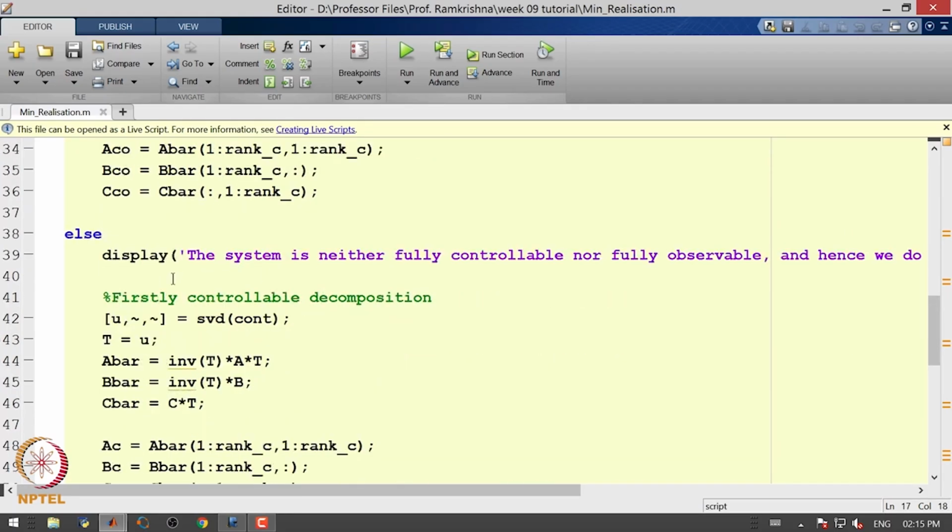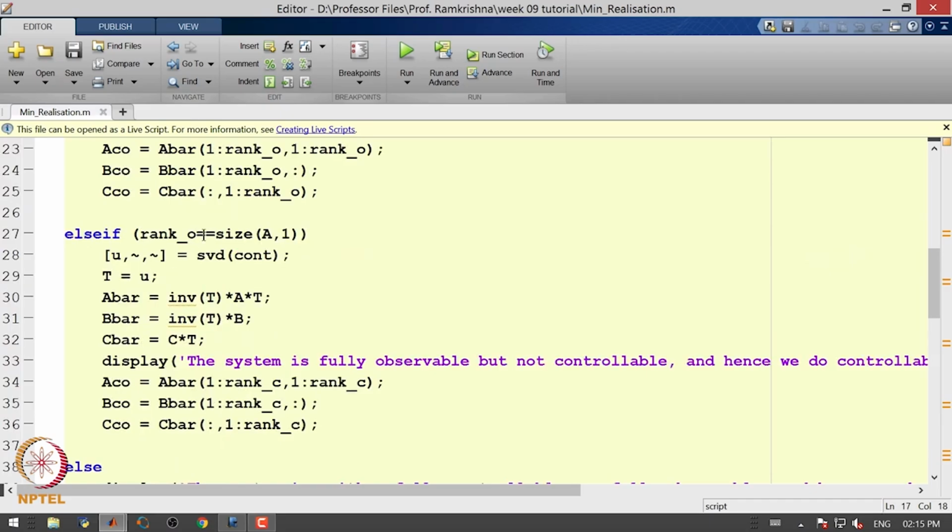What if it is otherwise? The system is fully observable but not controllable. Then we do the reverse. We find the SVD of the controllability matrix, then using U we transform the system into a form which will give us the controllable observable system, which is minimal in nature.